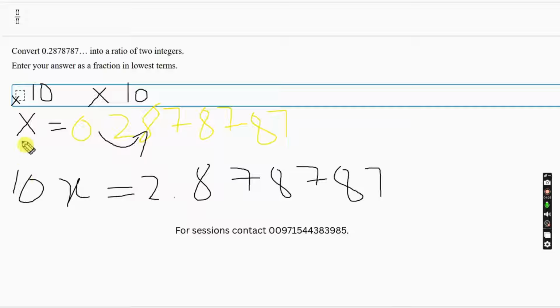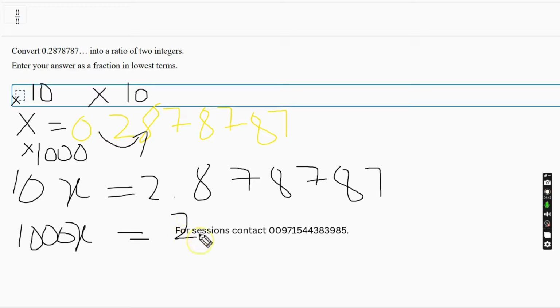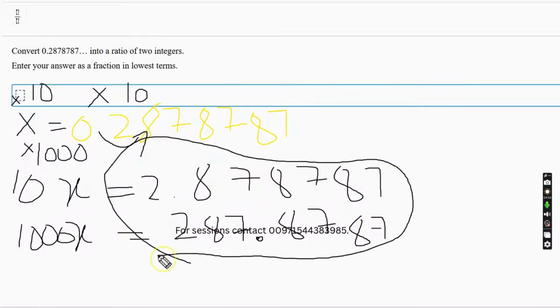What you do is that you can multiply here by 1000, and multiply here by 1000. So you'll get 1000x, and you get this as 287.8787. Now you can clearly see that when you subtract these two together, you'll be getting rid of the repeating decimal number. There you go. That's the goal of this, and we reached it.